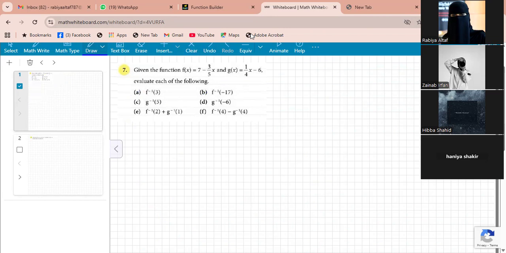Okay, now for part F, we have f inverse of 4 minus g inverse of 4. First, we will find f inverse of 4. The final answer of the inverse function was minus 5 upon 3 x minus 7, right? So in place of x, we need to put 4. Solve it and tell me your final answer for this f inverse of 4.